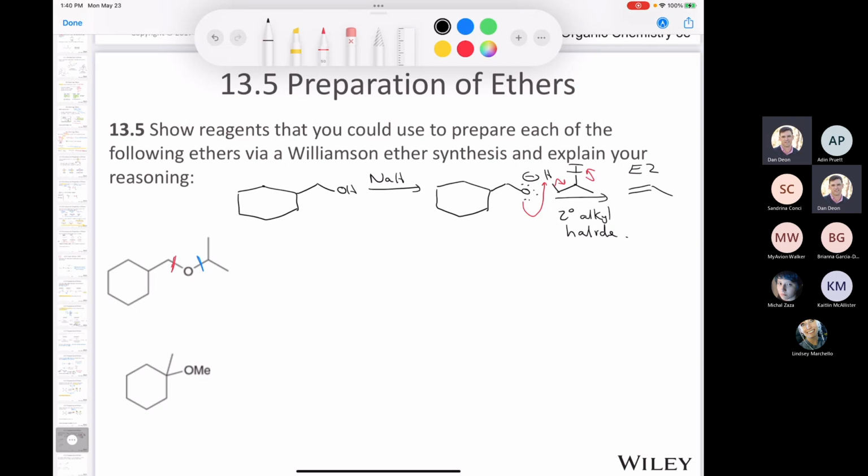Now, what if we were to break the red bond instead? Well, in that case, you'd be starting out with isopropyl alcohol or isopropanol. You would treat it with sodium hydride, our base, in the first step. You should know how to draw the reaction mechanism of the hydrogen abstraction, or just the deprotonation, I should say. So let's draw that out here.